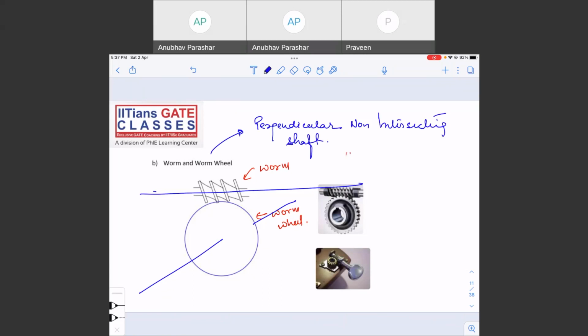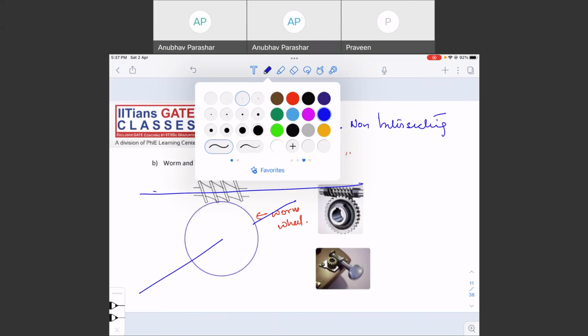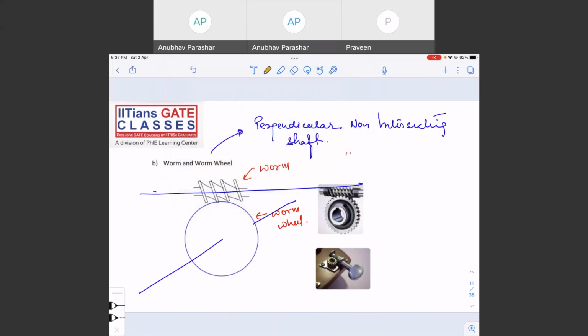So what is the main USP of this? There are two USPs. Now here, only the worm can drive the worm wheel. The first USP is that only the worm can drive the worm wheel. The worm wheel cannot drive the worm. This is the first USP. The second USP, which is even bigger, right?